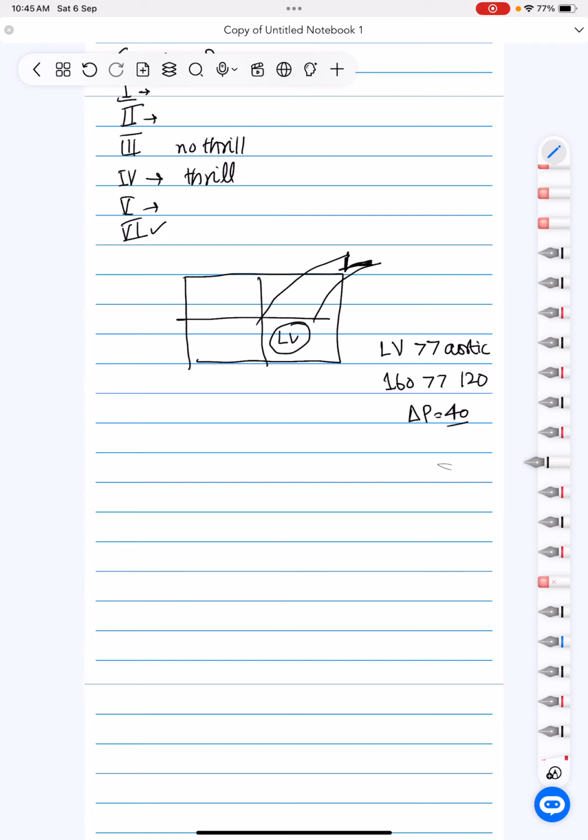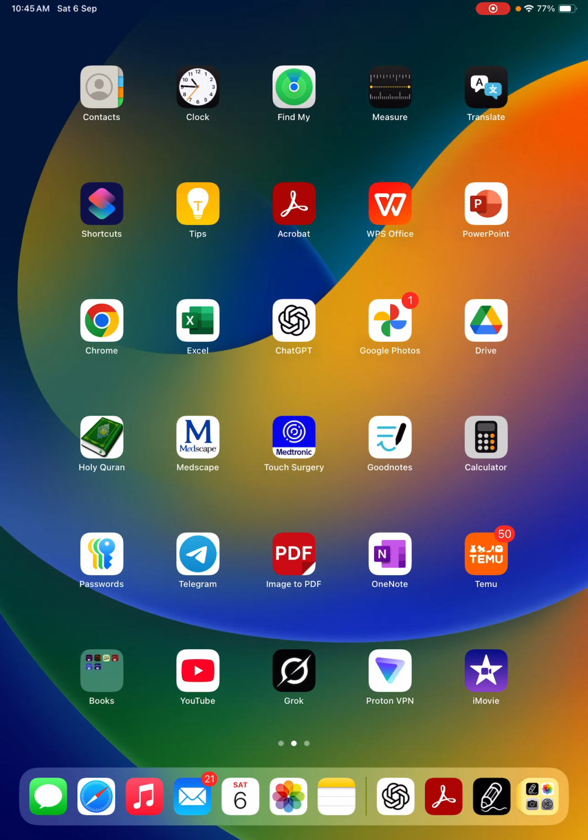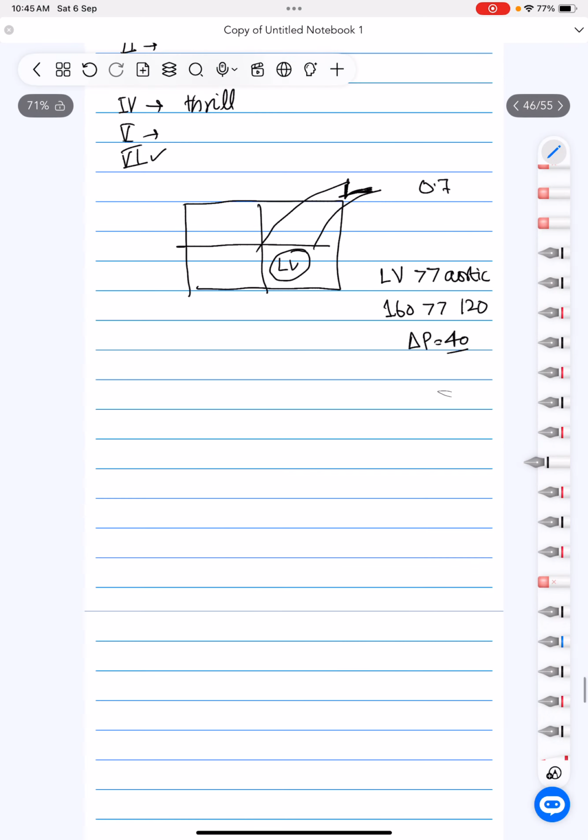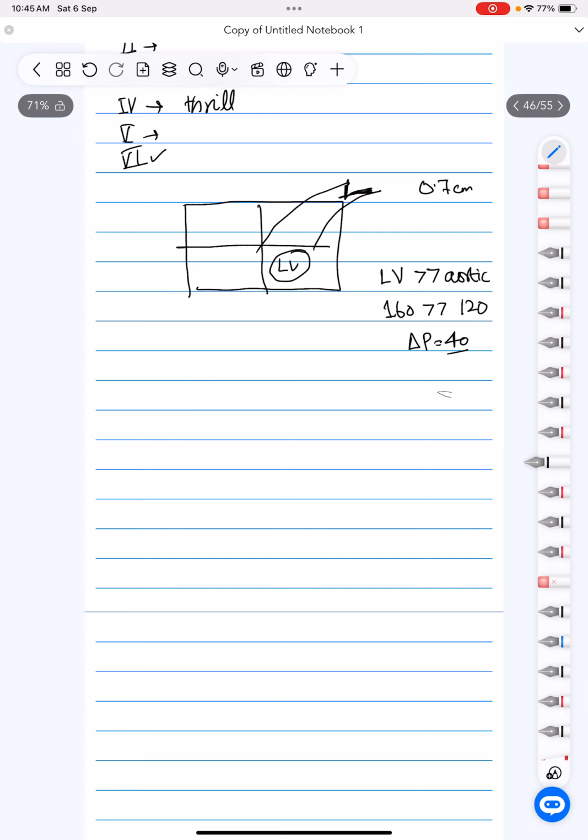And with time, when the aortic valve area falls to less than 0.7 centimeter squared, the left ventricle starts hypertrophying. It gets bigger, and eventually it fails. So when it fails, it results in angina, syncope, and heart failure.